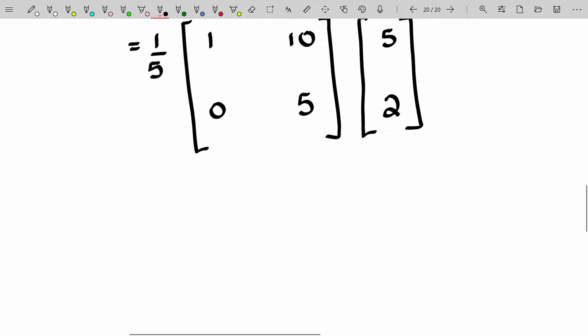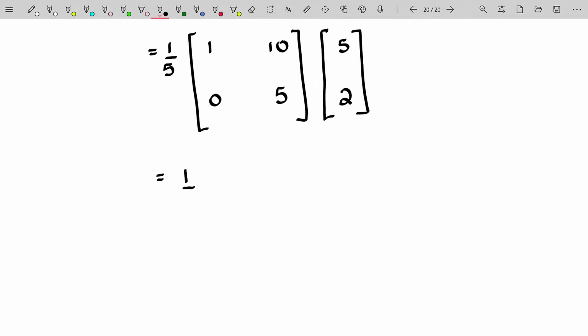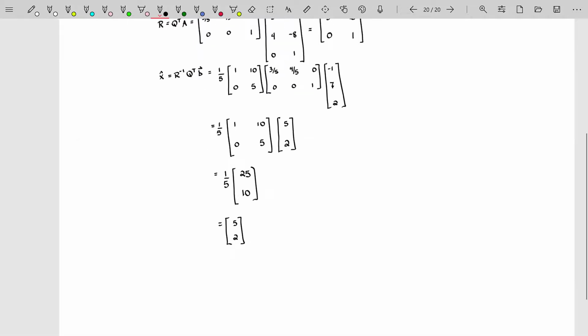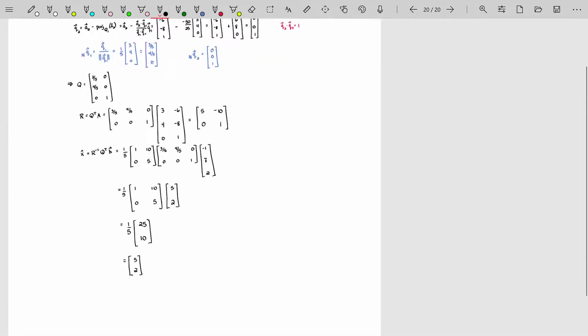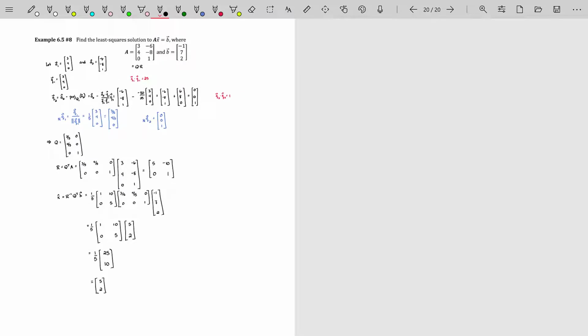I'm not going to take care of that 1/5 till the very end. I dislike having to deal with fractions, so I'll just leave that out front. And luckily, good thing I did, because you can see this cleans up very nicely. And there we have it. That's the least squares solution for Ax equals b for that given A and that given b.